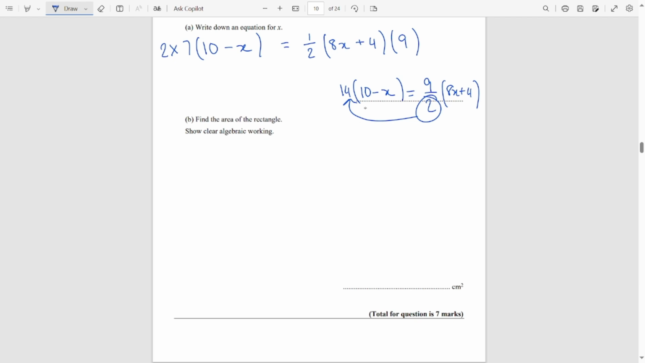So 14 times 2 gets me to 28. This is 10 minus x is equal to 9 times 8x plus 4. Now I'm going to expand out these brackets here. So I have 280 minus 28x is equal to 9 times 8x, which is 72x, plus 9 times 4, which is 36.